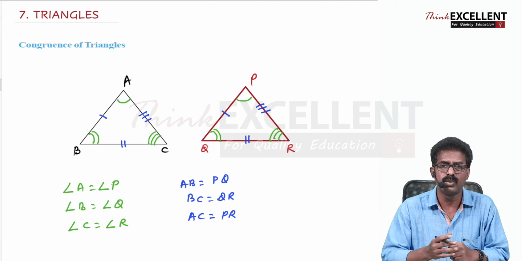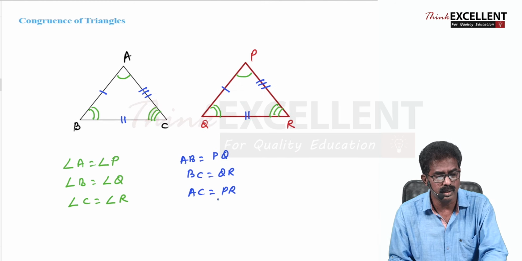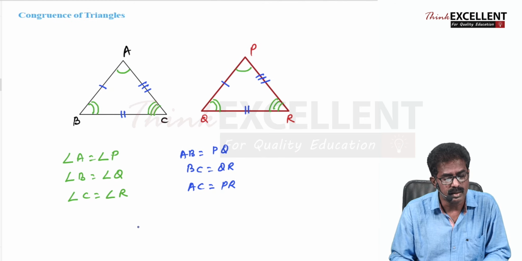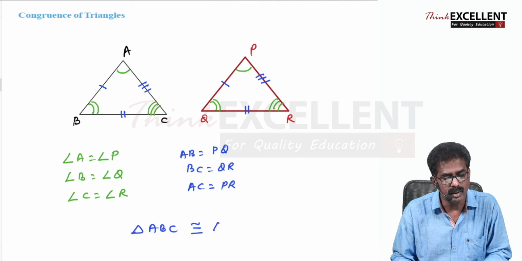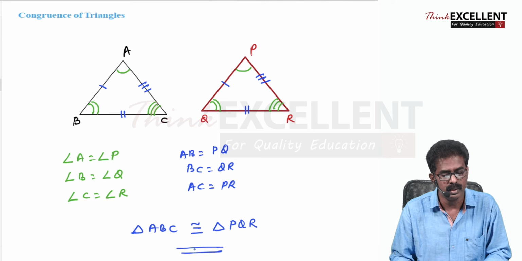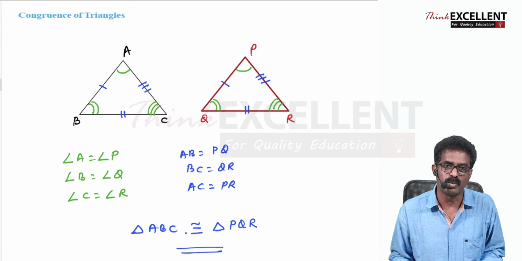How do we denote that 2 triangles are congruent? See, how can you denote the congruency? Triangle ABC is congruent to, this is the symbol, or you can even draw 3 lines, okay? Congruent to triangle PQR. Okay, so this is a brief introduction about congruent triangles.